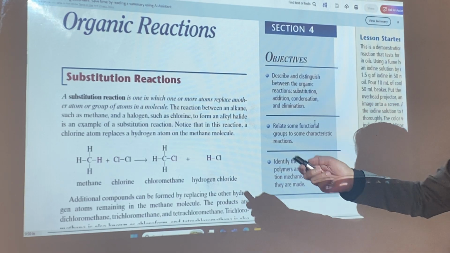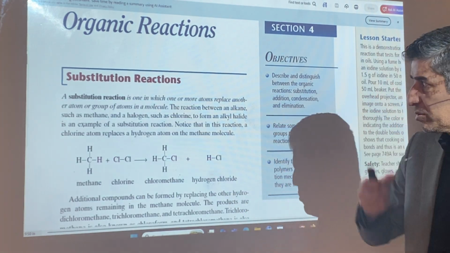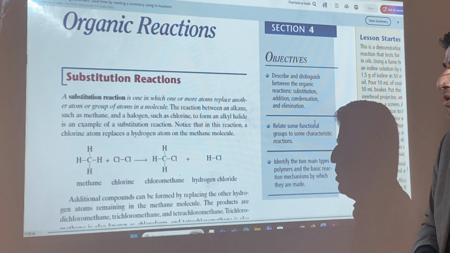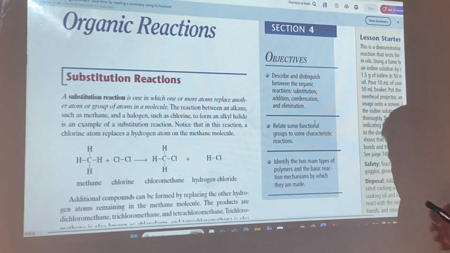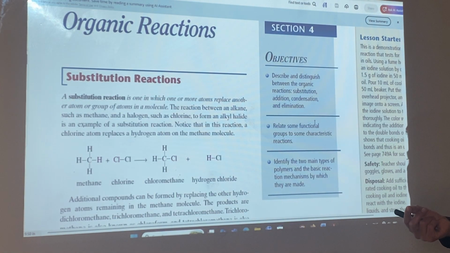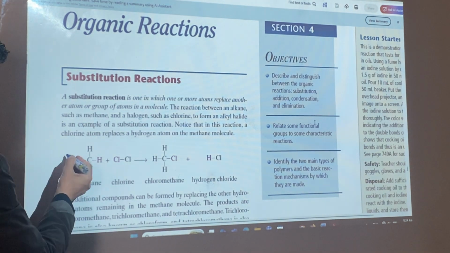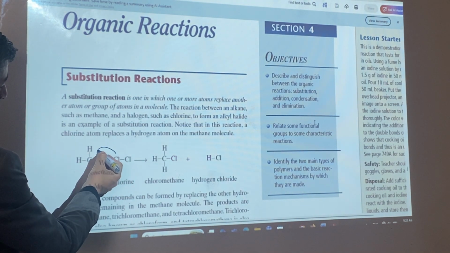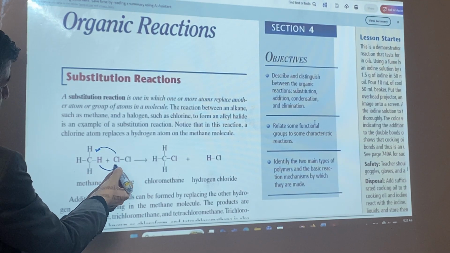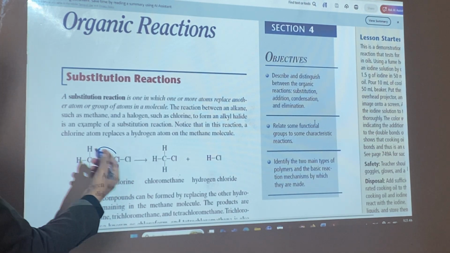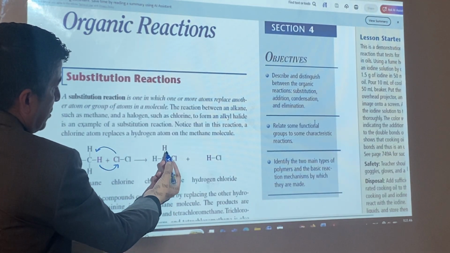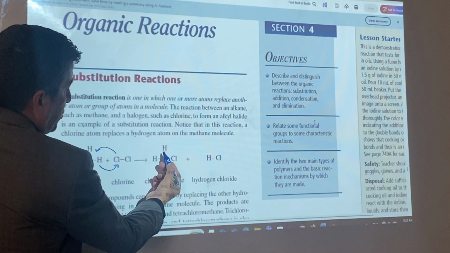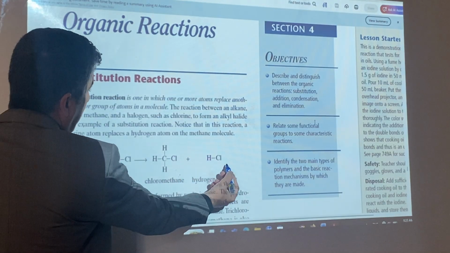atoms replace another atom or group of atoms in a molecule. That is, when we have a molecule, another element is substituted in it. For example, we have this reaction between methane, CH4, and Cl2, where Cl replaces hydrogen and hydrogen replaces Cl. The product will be as follows: CH3Cl. This compound is called chloromethane, and we also have HCl.